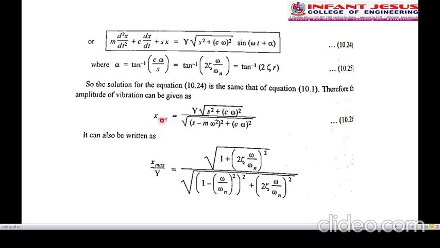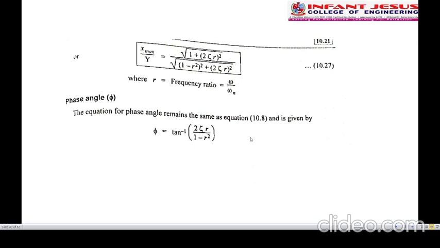This equation can also be written with Y taken to this side: x max by Y equal to root of... with further simplification we can get the formula in terms of the frequency ratio. So x max by Y equal to root of 1 plus 2 zeta r the whole square, by root of 1 minus r square the whole square plus 2 zeta r the whole square. This is the formula for finding the absolute amplitude. You study this formula.